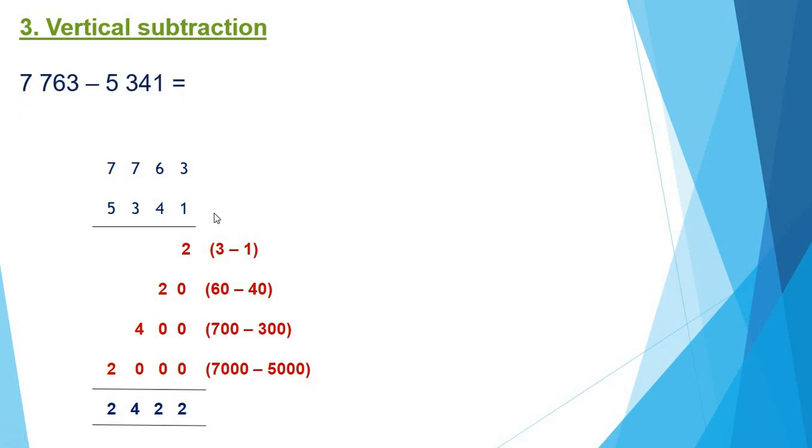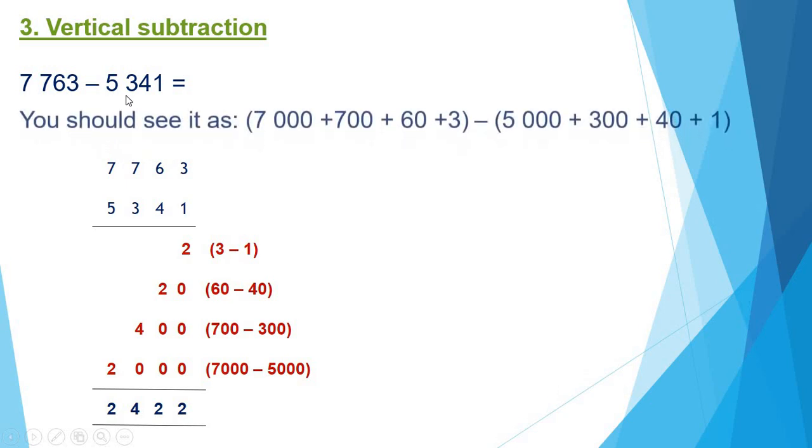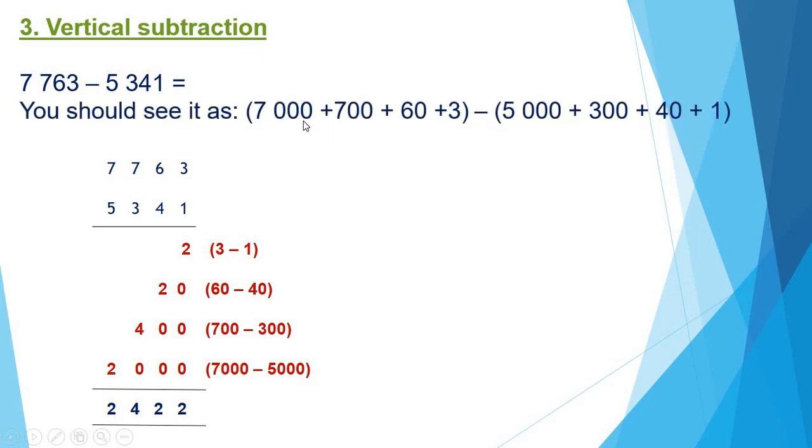Over here you have 7,763 minus 5,341. We're breaking up the numbers first. 7,000 plus 700 plus 60 plus 3, that's your first number. Your second number is 5,000 plus 300 plus 40 plus 1. And remember, in the previous example with addition, we had a plus here in the middle. But because we're busy with subtraction, we now have a minus.